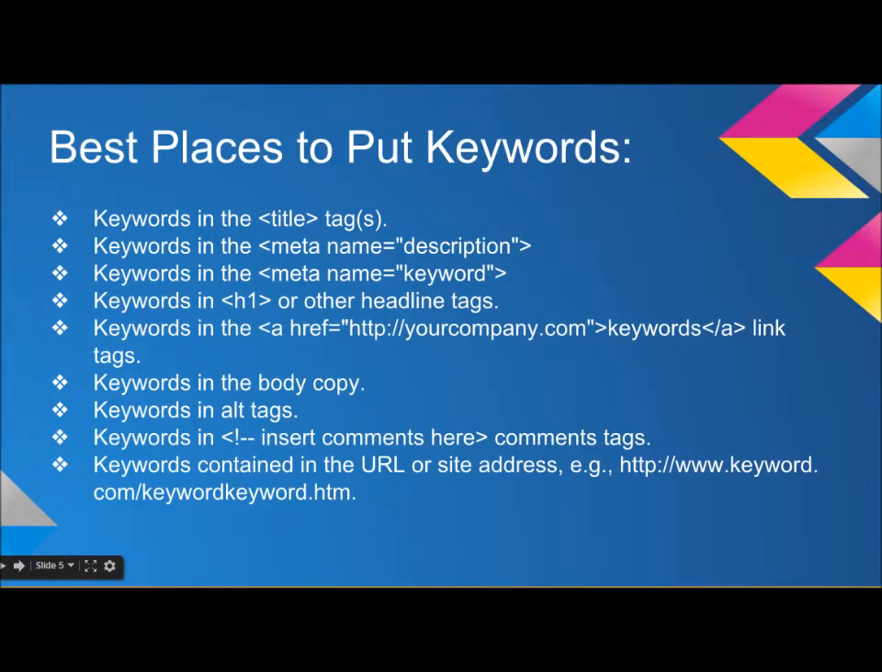Best places for keywords are the following: in the title tag, in the meta name description, in the meta name keyword, in H1 headline tags, in href, that is the keyword with a link, keyword in body copy, keyword in alt tag, keyword in comment tag, keyword contained in URL, site or site address. So these are very important to keep in mind when you write the web page.